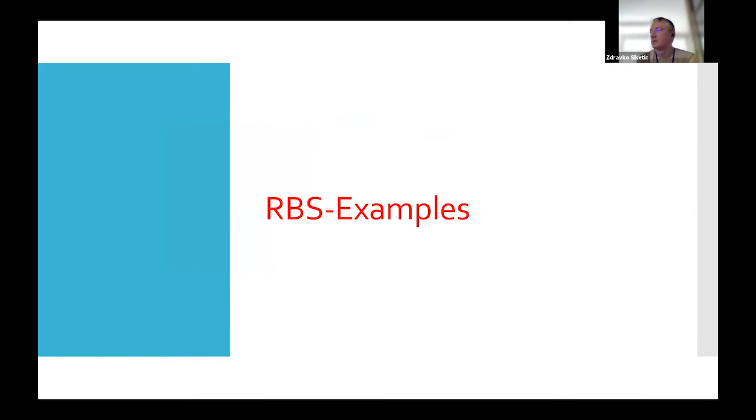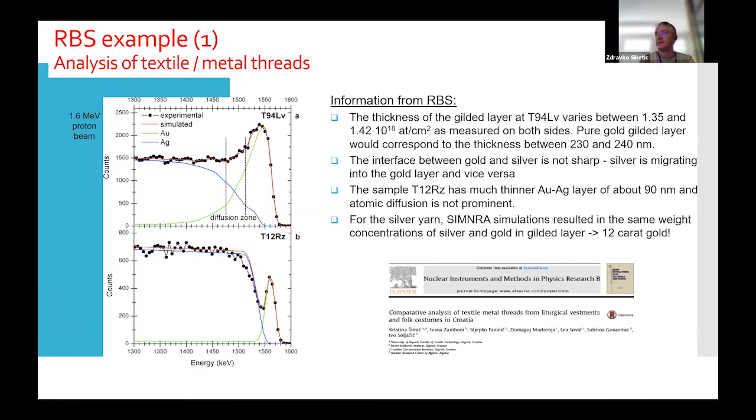Okay, and then I'll go to more examples. I have 2 examples with RBS and 2 with time of flight ERD. The first RBS example was analysis of textile or metal threads. And what we wanted to see is whether there is any intermixing between the gilded layer, so it's plated with gold, and the silver, which is below it.